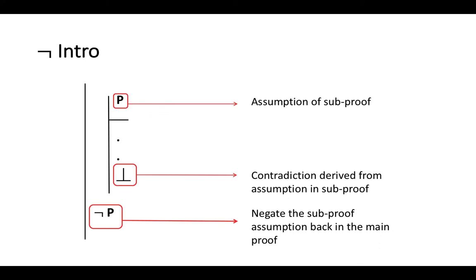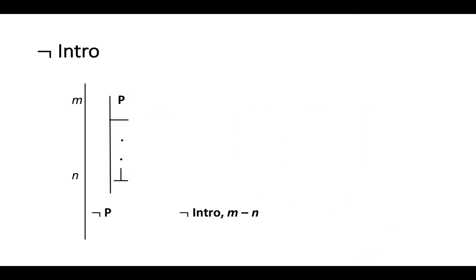There's something I need to stress. When you justify an application of the rule of negation introduction, you need to cite the entire subproof where the contradiction is derived. Here's an illustration. The subproof begins at line M and ends at line N. So you need to write down the name of the rule, negation intro, and then the lines from M to N, as I've done here.